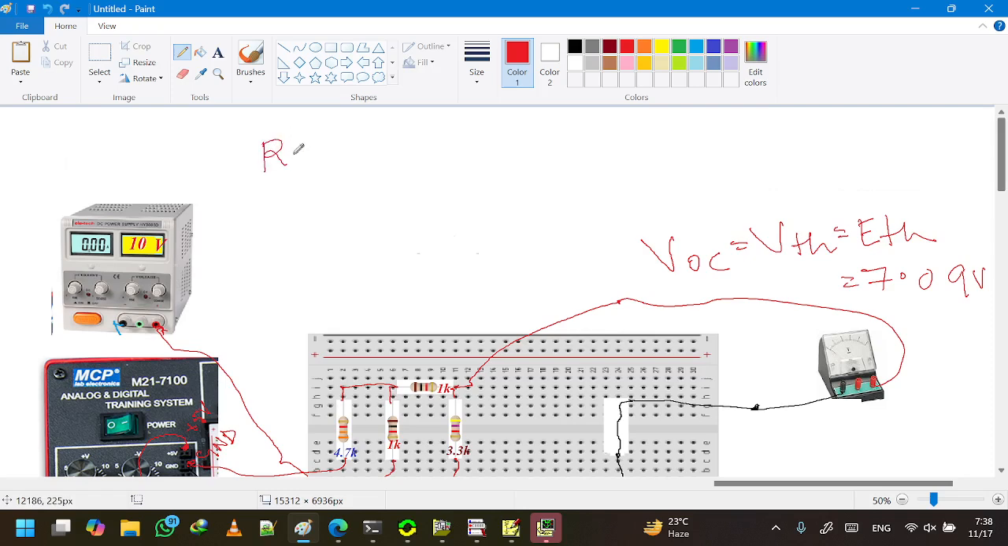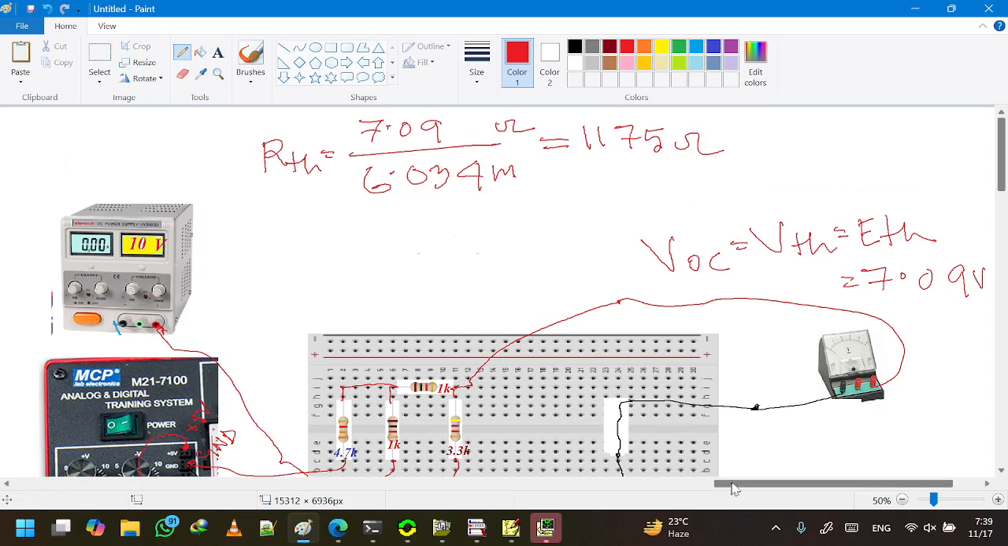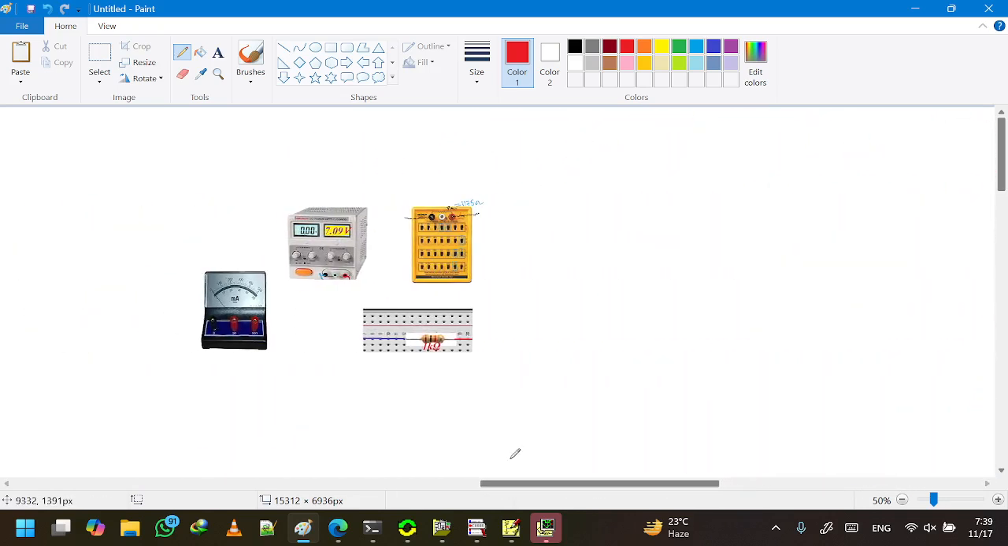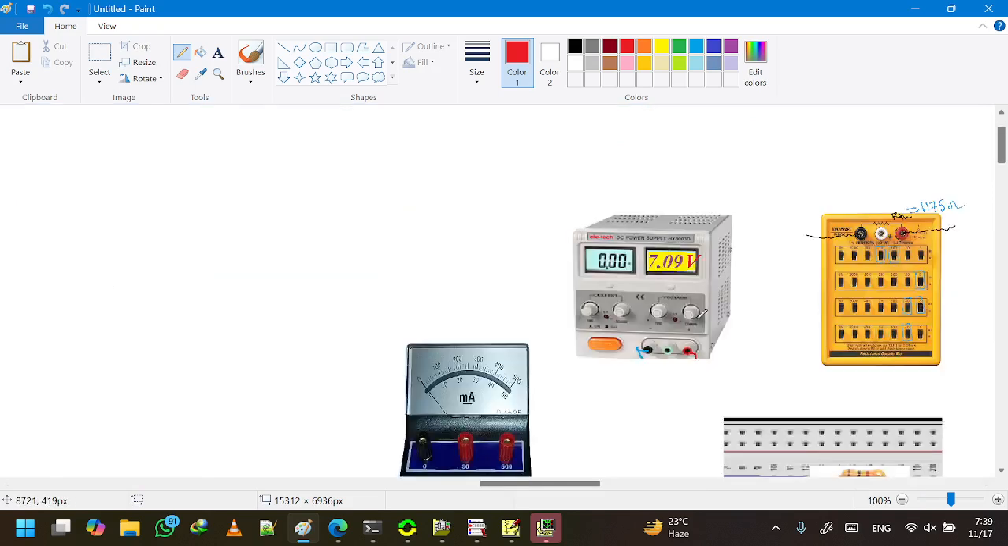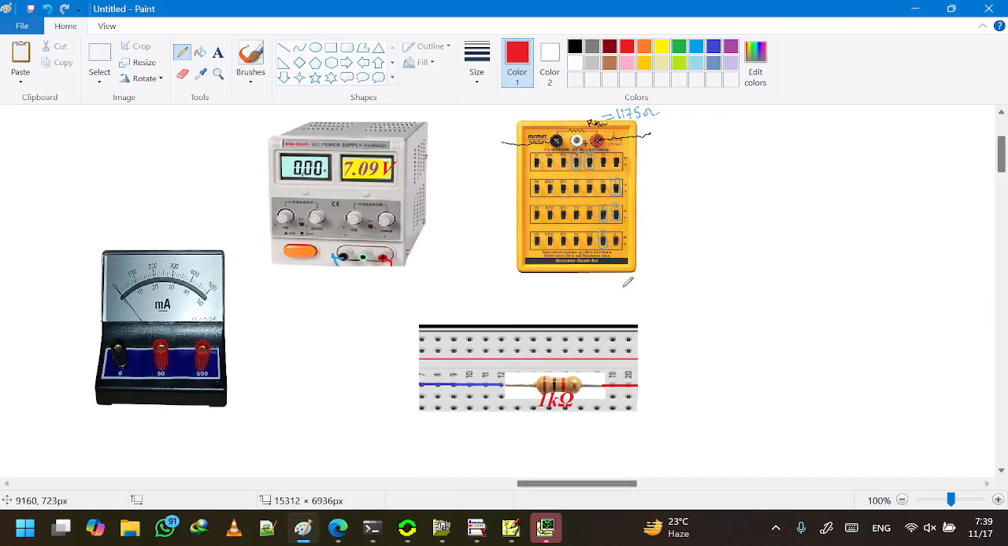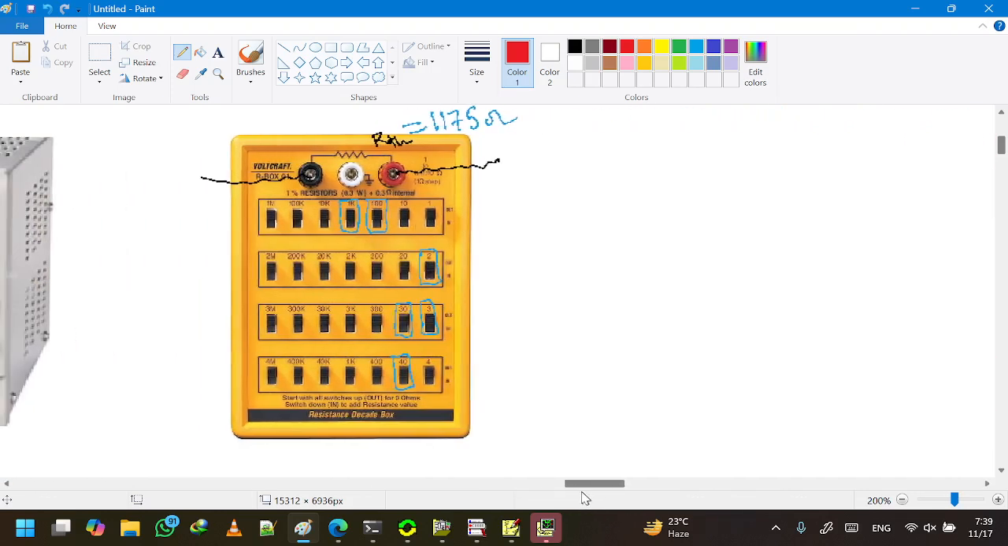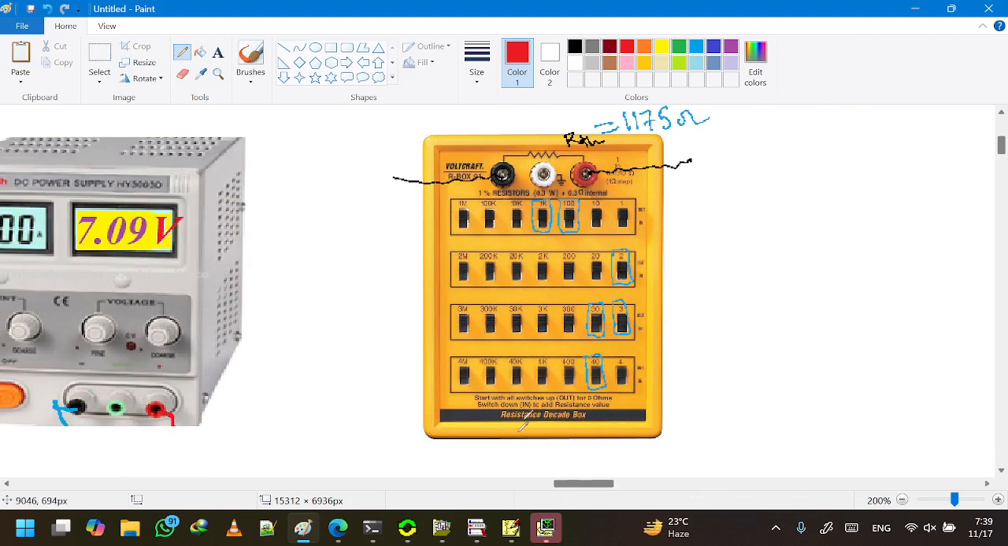Then the next part is calculation. So the next part is to calculate RTH. So RTH is 7.09 divided by 6.034 milli, which gives us the unit ohm, which gives us 1175 ohm. Now we take the decade resistance box and try to turn on some of the switches that make us this 1175 ohm resistor. So we turn on 1100, 30 and 40 is 73, and 2 is 5.